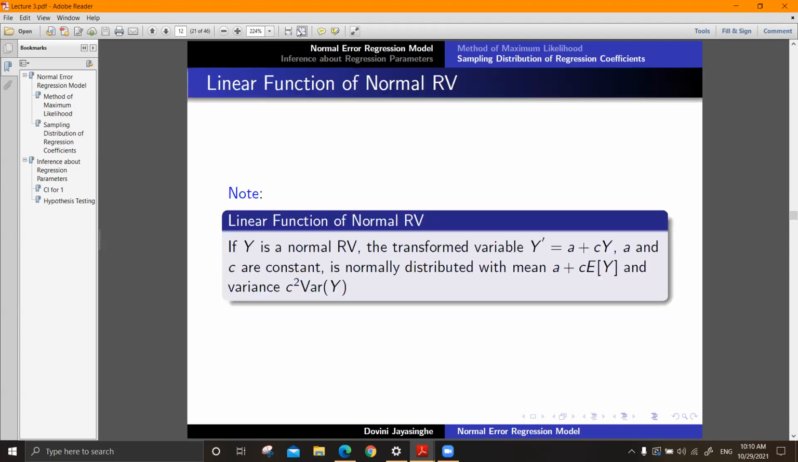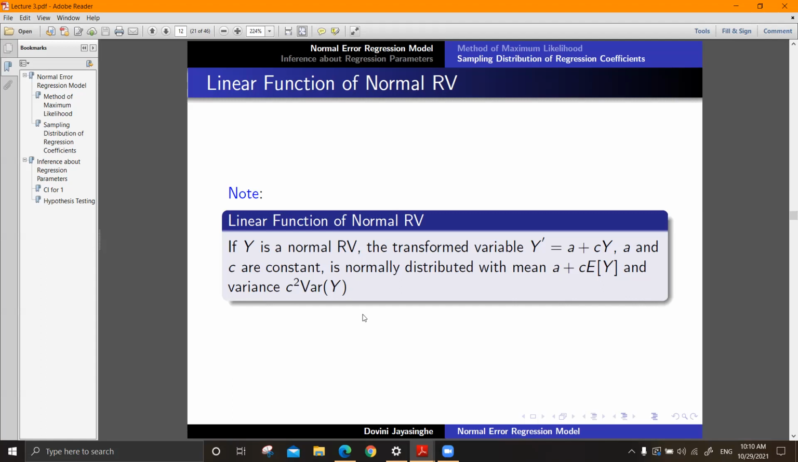Linear function of a normal random variable. If y is normally distributed, the transformed variable y' equals a plus cy. It is again y, some sort of a transformation. They have added a constant term and multiplied, weighted this y. So a and c are constants, and y' is also normally distributed with this mean and this variance.